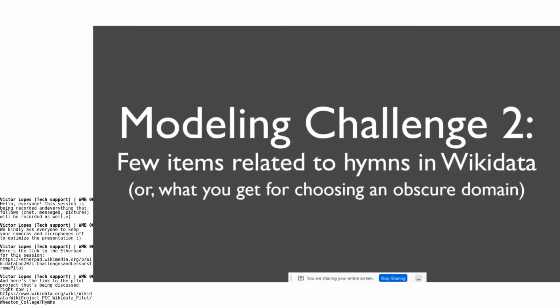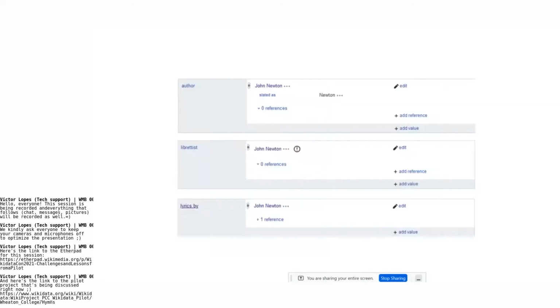Another challenge is that there are few items related to hymns in Wikidata, so there was no data model to draw from, and what was there was modeled inconsistently. As one example, within the item for Amazing Grace, John Newton, who wrote the text, is listed as an author, a librettist, and a lyricist. So I needed to figure out which property seemed the most appropriate.